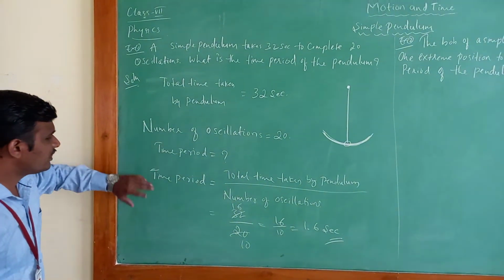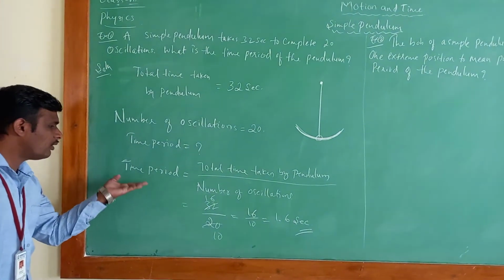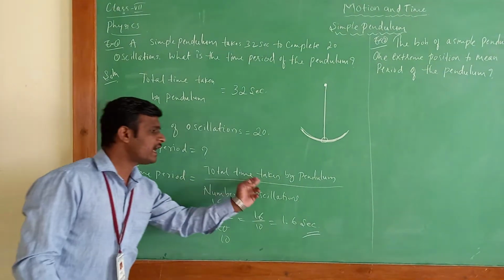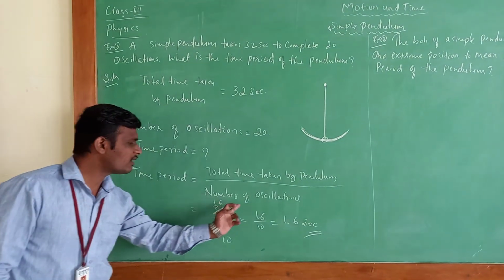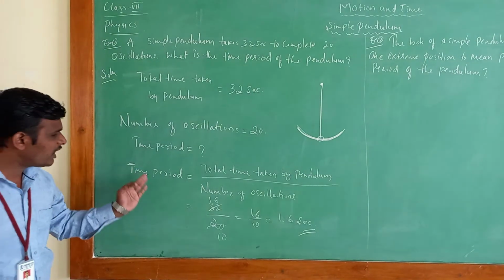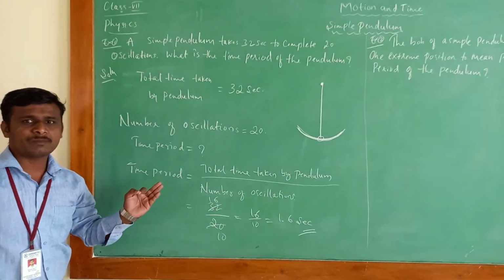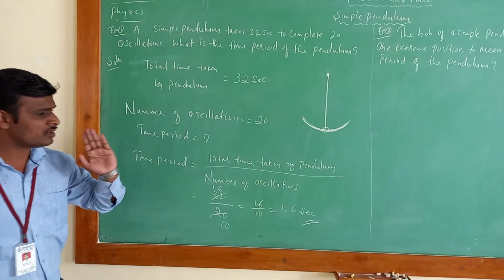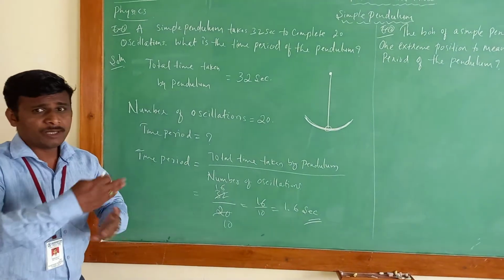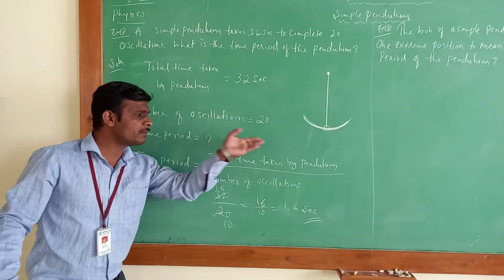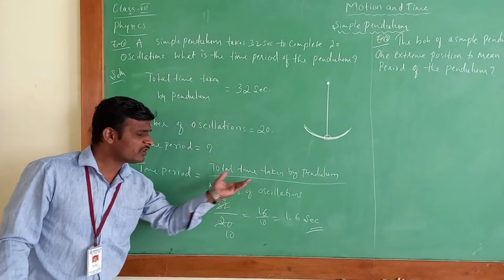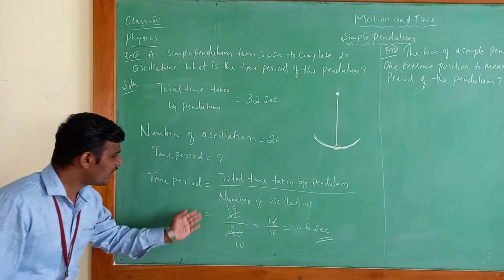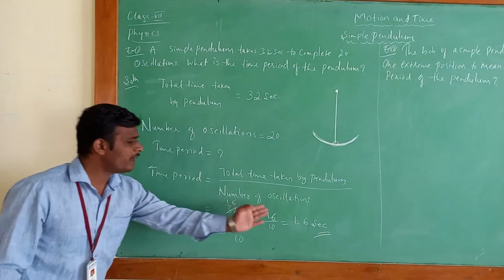See here, the formula for this problem is: time period is equal to the total time taken by the pendulum divided by the number of oscillations. We know that the time period is the time taken to complete one oscillation. Here we have 20 oscillations, that's why we use the total time taken by the pendulum divided by the number of oscillations. So this is the time period of that pendulum.